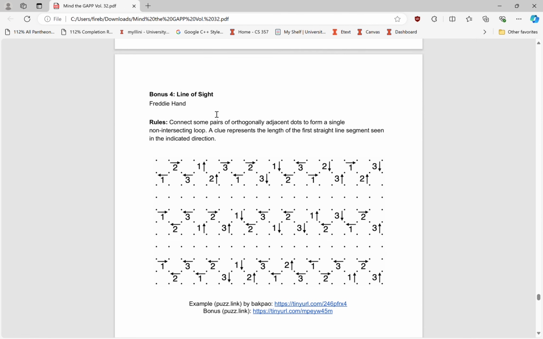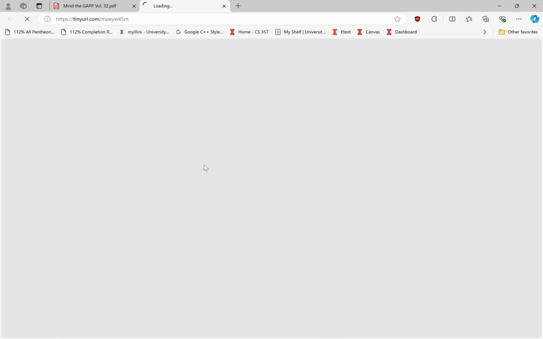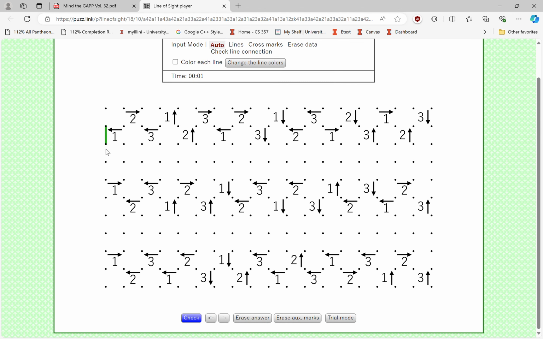Okay, let's see. Line of sight. Connect some pairs of orthogonally adjacent dots to form a single non-intersecting loop. A clue represents the length of the first segment seen in that direction. And it's some pairs, so it's not every dot necessarily. For the 1 over here, since this is the only spot left, it has to have a 1 there.